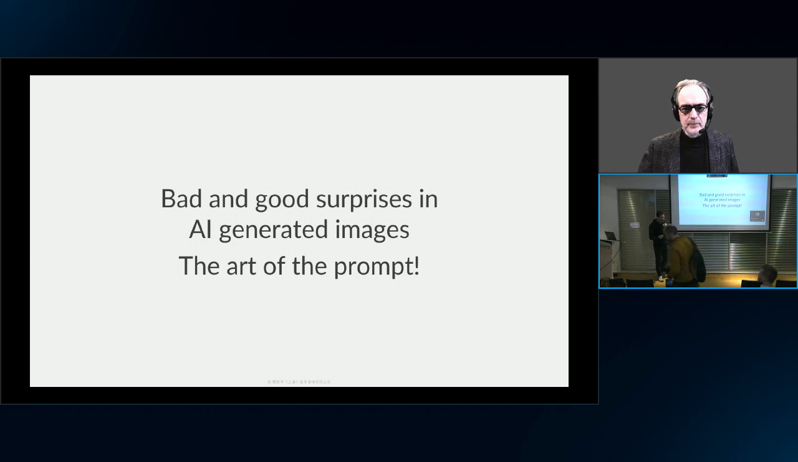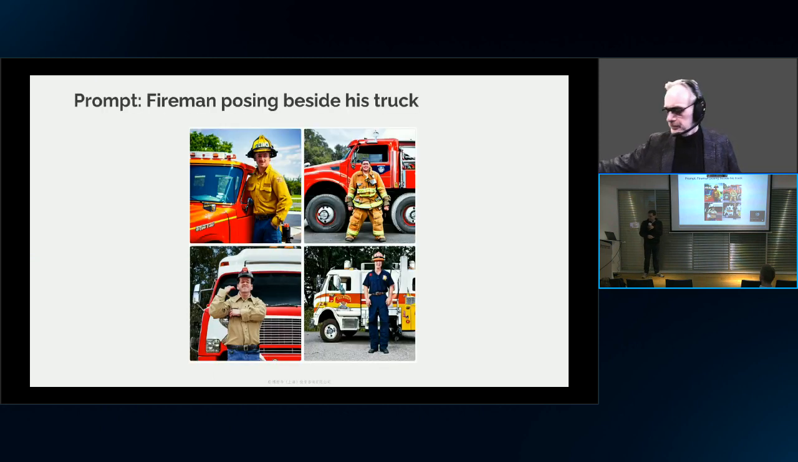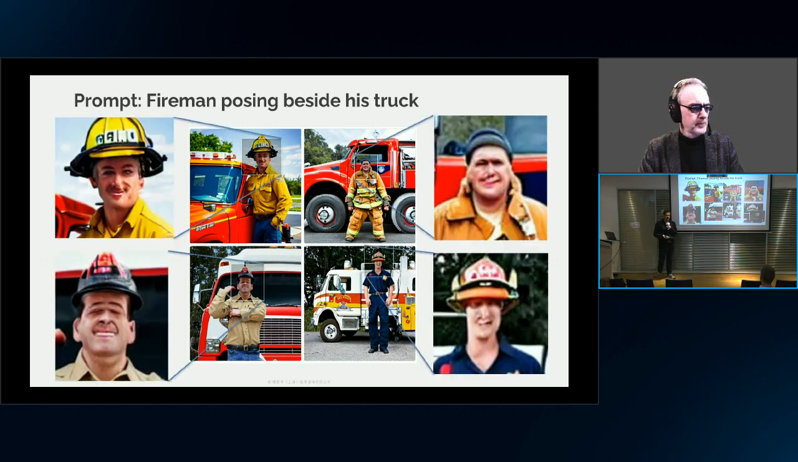So let's say I want to use a prompt, and I want an image of a fireman in front of his truck. If I put this prompt into an AI generation tool, this is the type of image that I will get. So the prompt, fireman posing beside his truck, I will get these 4 images, and with the same prompt, I'm getting different images. Now, there's a problem with these images. I don't know if some of you have noticed. Faces, right? Those faces don't really look nice.